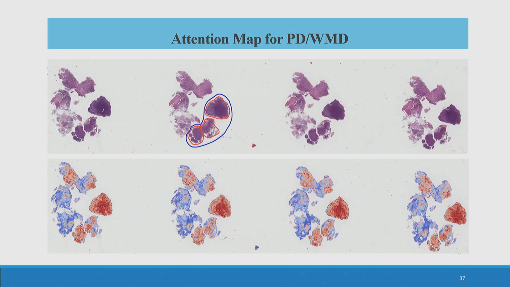This is the attention map for PDWMD classification. Here you can see this has been annotated by the pathologist. This is the actual whole slide, annotated by the pathologist. The pathologist said that this area is the PD area, and this is the prediction from our model. Look how it correlates and how it has complete consensus with the pathologist. For example, this area has been annotated by the pathologist, and our model also predicted this is PD. And in every slide you can see here, the red part is showing PD.